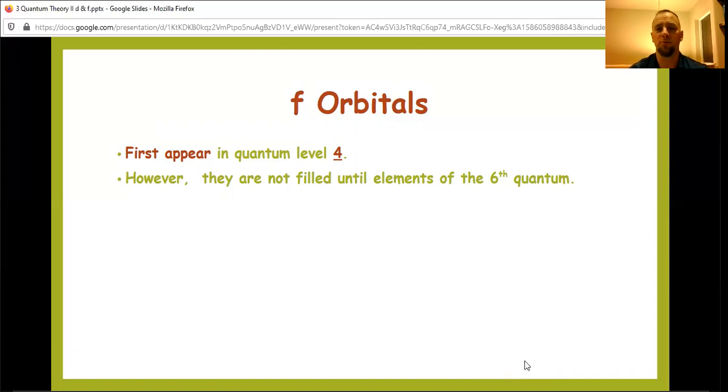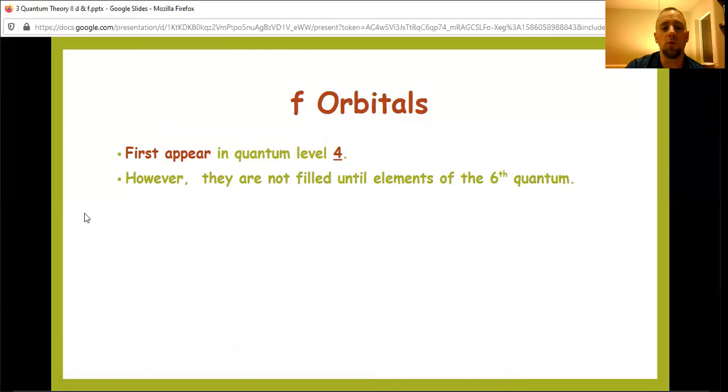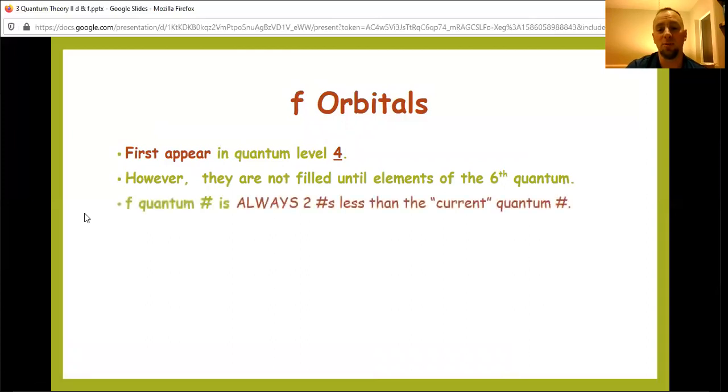And they're put down there because if we were to fit them in where they normally would belong, we'd have this really, really wide, long periodic table. So less efficient to set it up that way on a wall or something like that. Those F orbitals are not filled until elements of the 6th quantum. So you would be filling 6s and then move into 4f orbitals. So the F quantum number is always 2 numbers less than the period that that element is located in. So the 6th quantum level fills F orbitals of the 4th quantum.